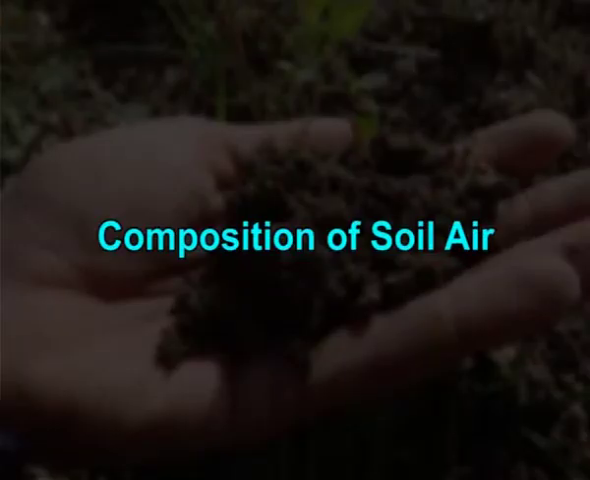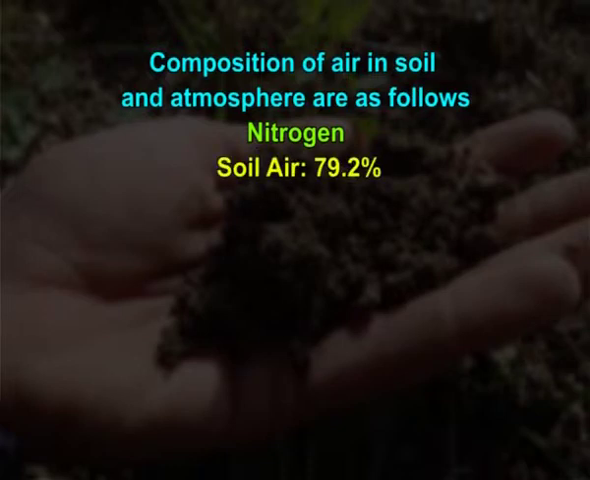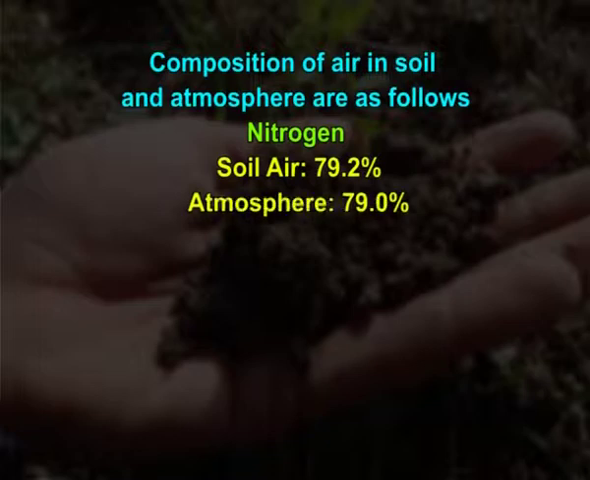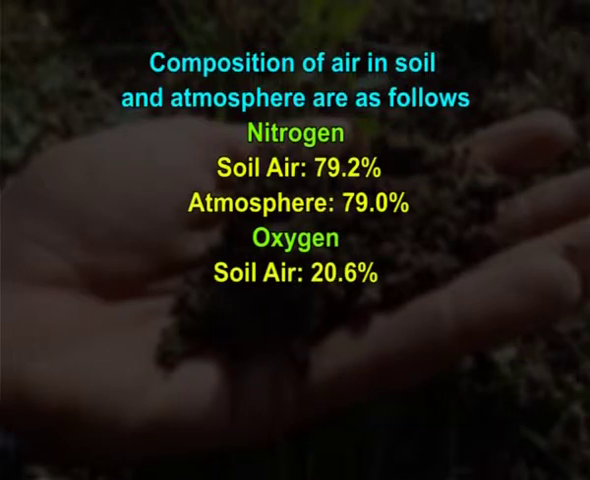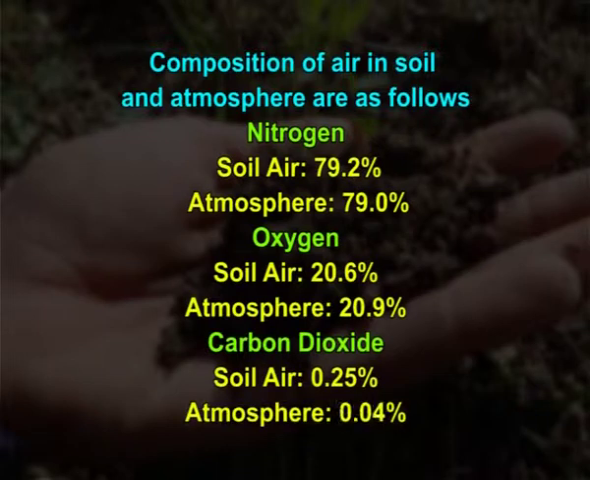Composition of soil air. Composition of air in soil and atmosphere are as follows. Nitrogen: soil air 79.2%, atmosphere 79%. Oxygen: soil air 20.6%, atmosphere 20.9%. Carbon dioxide: soil air 0.25%, atmosphere 0.04%. Gas molecules in the soil are in continuous thermal motion according to the kinetic theory of gases.